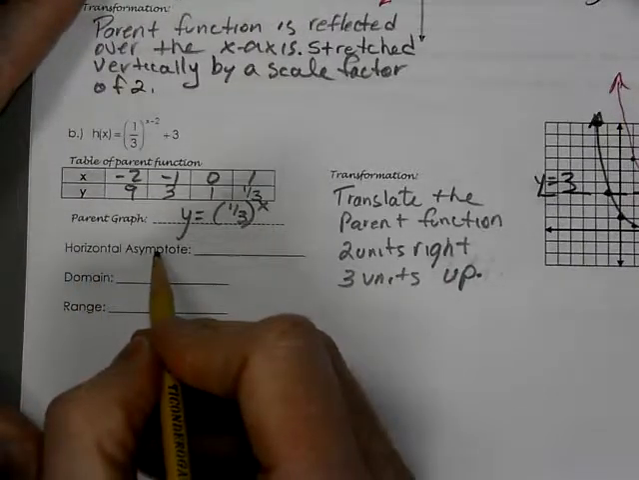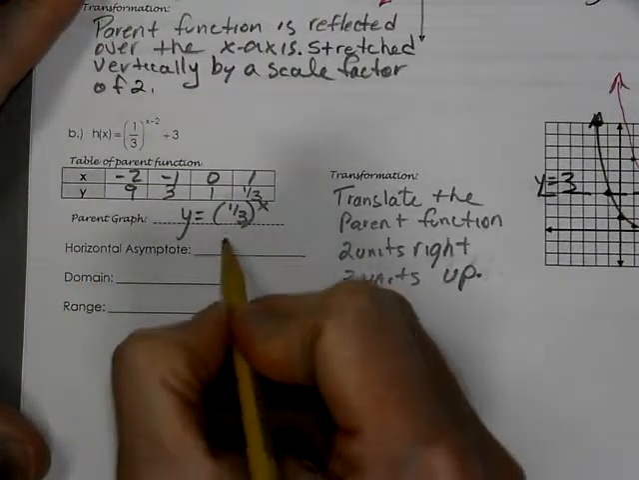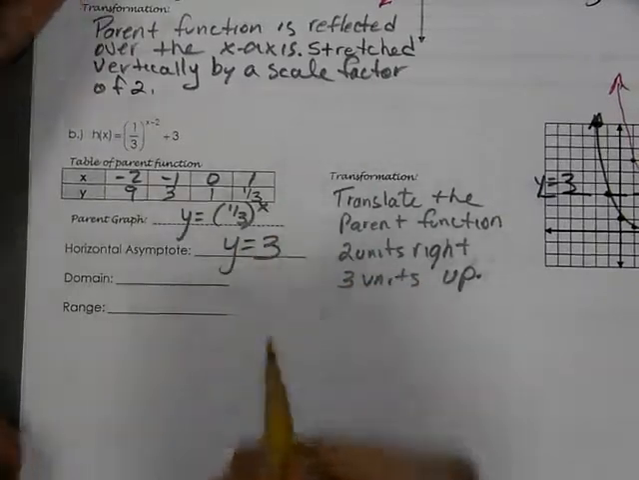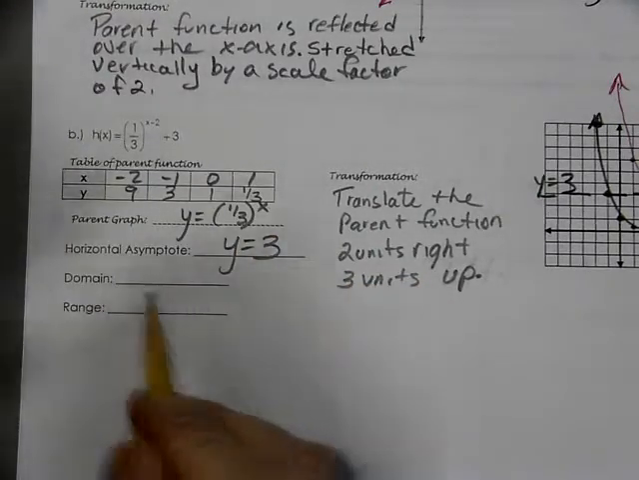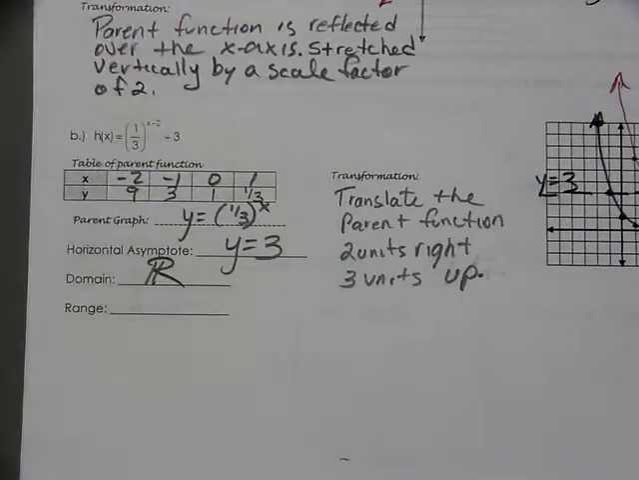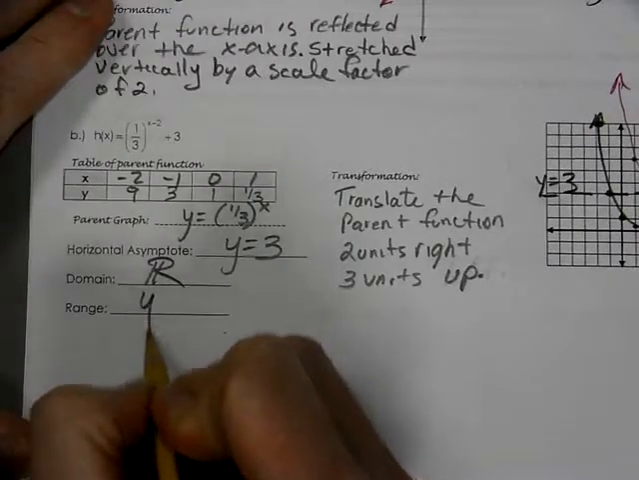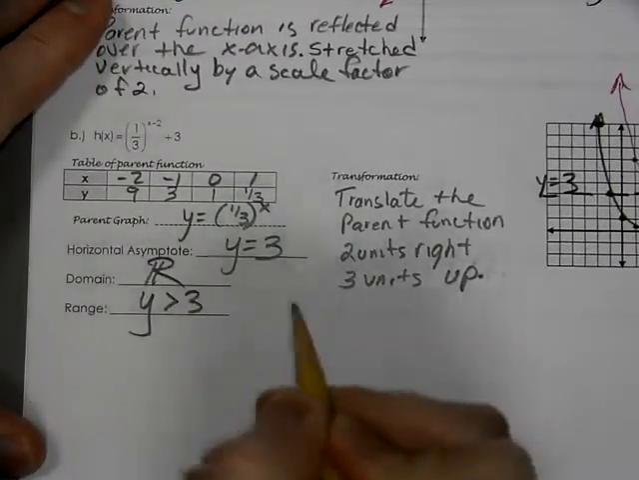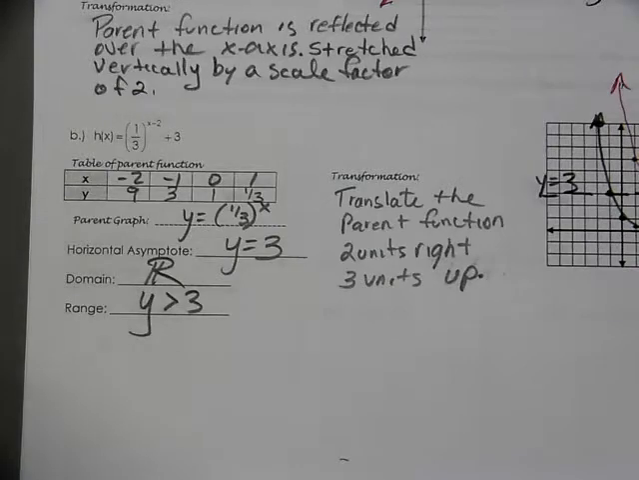The horizontal asymptote we saw was at y equals 3. The domain for all of these is all real numbers. You can plug in any positive or negative numbers. And the range are y values greater than 3 also. It'll always be where the asymptote is at.